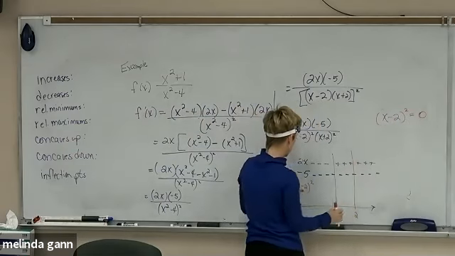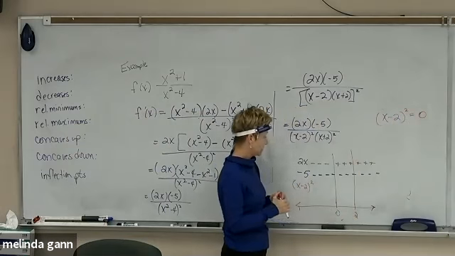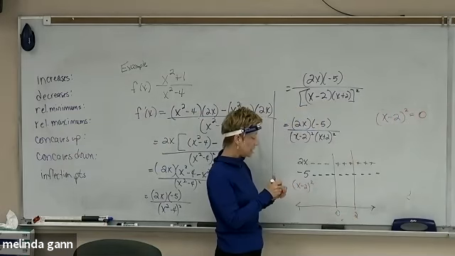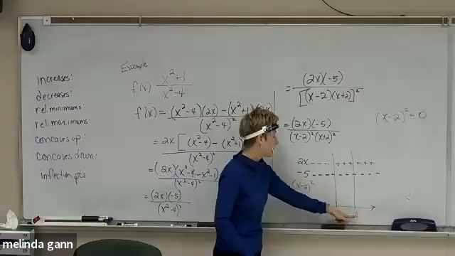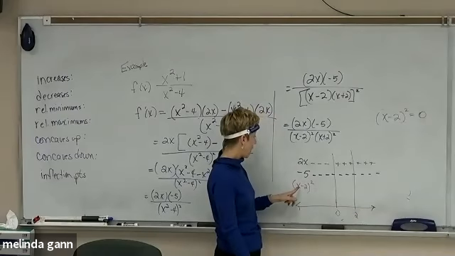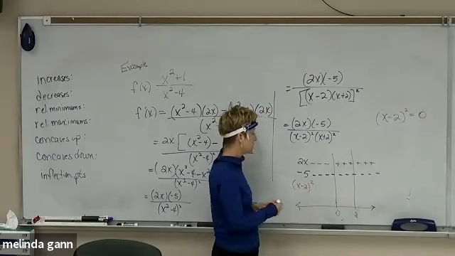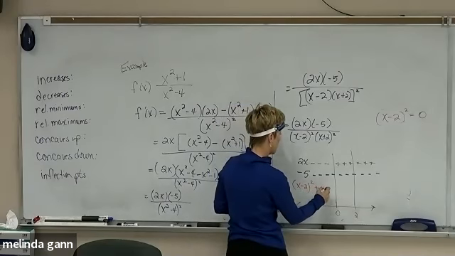So all I'm doing is looking at this pink factor and that pink number. What's an easy number to plug in that's smaller than 2? 1. All right, what's 1 minus 2? -1. But when you square a -1, what's that going to be? It's going to be positive.